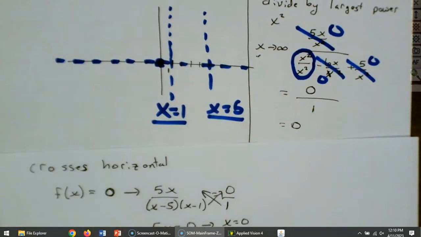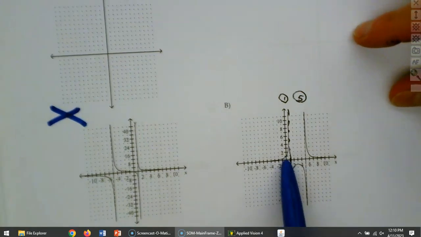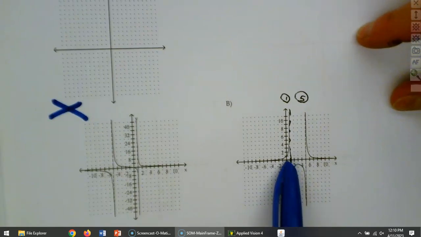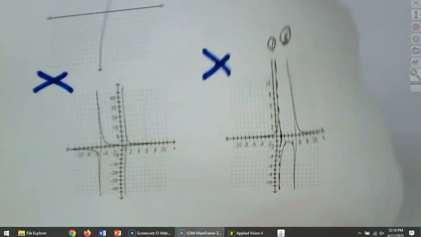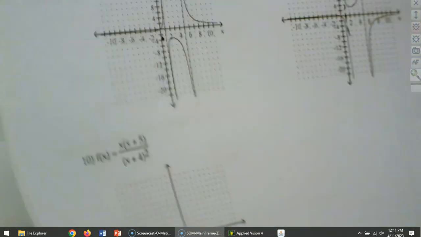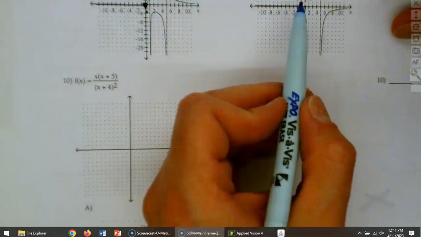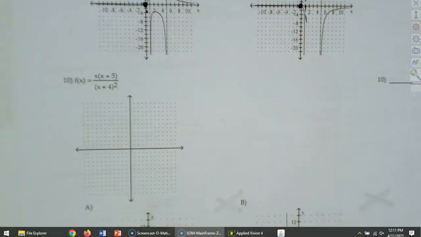So there better be a part of the graph at this 0, 0. Now, let's see which ones we can eliminate, if any. Can I eliminate B? Yes. Why can I eliminate B? It doesn't have the 0, 0 in it, does it? So B is going to be gone. Can I eliminate C? No, because it's got 0, 0. Can I eliminate D? No, because it's got 0, 0.